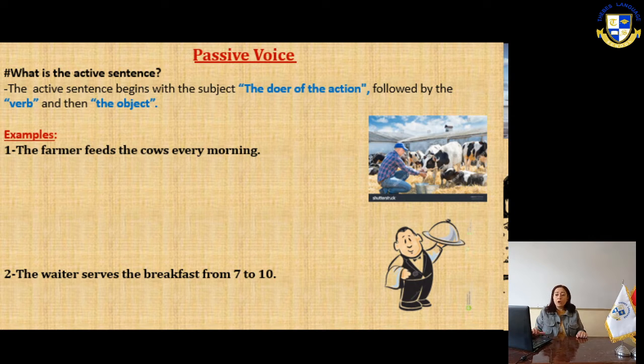For example, the farmer feeds the cows every morning. The waiter serves the breakfast from 7 to 10. We call them active sentences. Why? Because we are beginning here with the doer of the action. Let's move to slide 3.